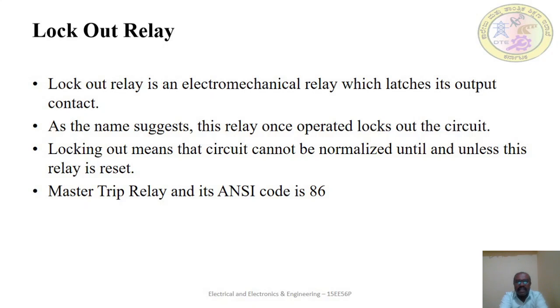Any protection relay can be made to latch its output contacts to provide the lockout function. But it is possible to use a single lockout relay, which is called the master trip relay, and its ANSI code is 86.